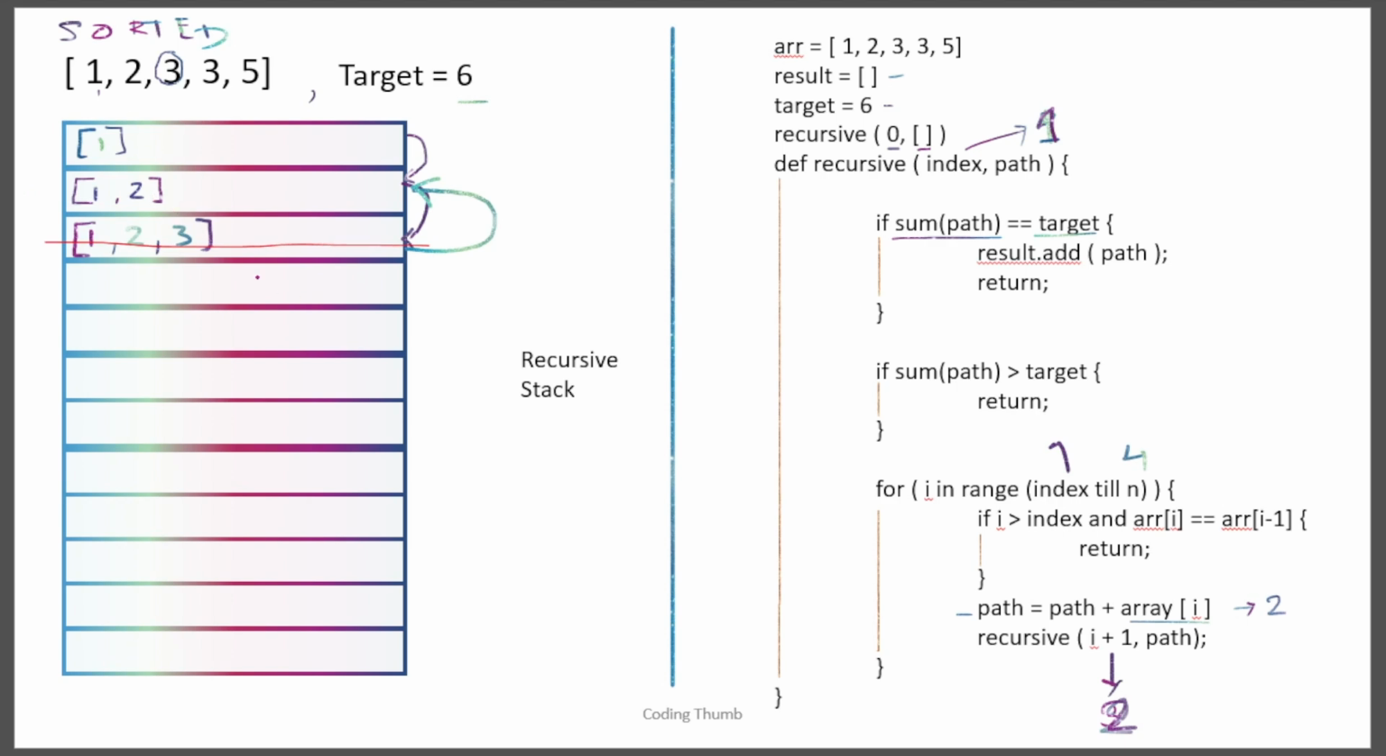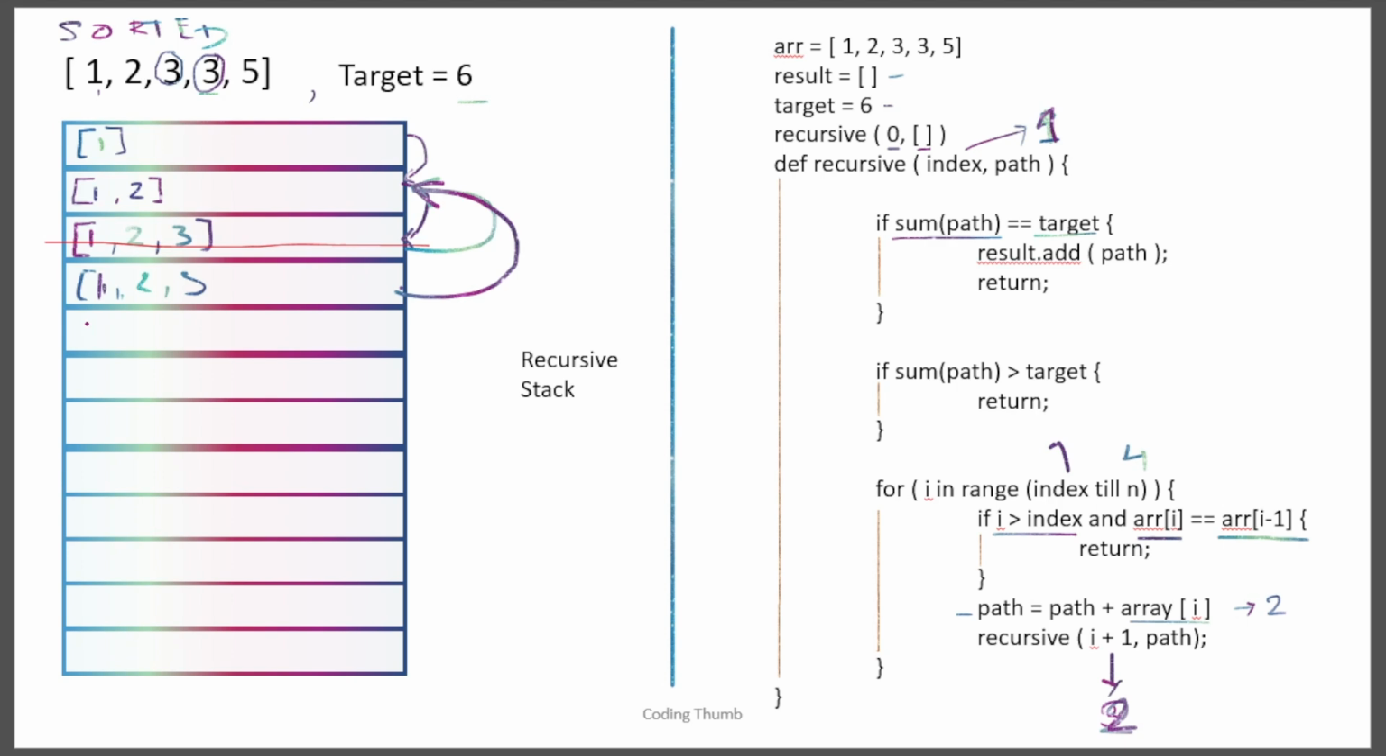Next, we continue our for loop, and we then get 1, 2, and instead of 3, we come to this 3 here. When we come here, we see that I is greater than index, yes, and array of I is equal to array of I minus 1, yes. So this 3 is equal to 3. So we return back from here as well. So instead of even considering this path, we come back to our original stack.